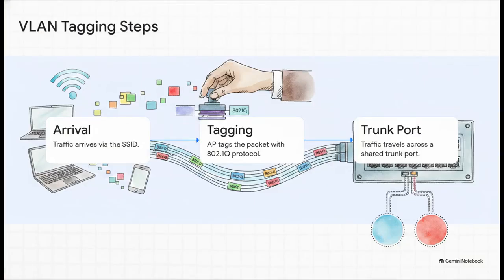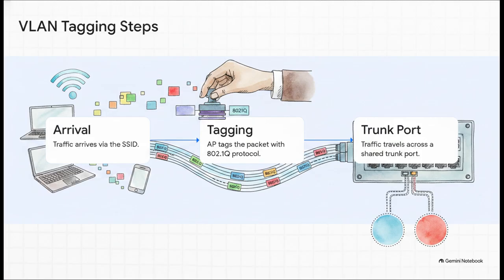Looking at how this sequence builds in the source material, it's pretty straightforward. Step 1. Traffic arrives via the SSID from your wireless device. Step 2. The access point instantly tags that packet with the 802.1q protocol, assigning its VLAN ID. Step 3, the traffic travels across a trunk port. Now, this is a vital concept here. Switch ports connected to APs are usually trunk ports.